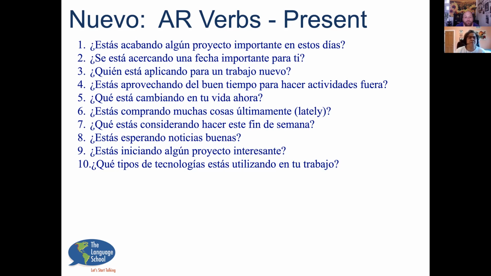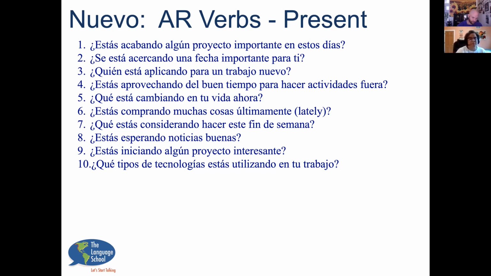¿Estás iniciando algún proyecto interesante? Sí, David y yo estamos iniciando un viajar a Chile. ¿Cómo? We're thinking of a trip to Chile. I guess it's not a project, though. It's not a project. No, pero está bien. Estamos planificando. Estamos iniciando a planificar un viaje a Chile.